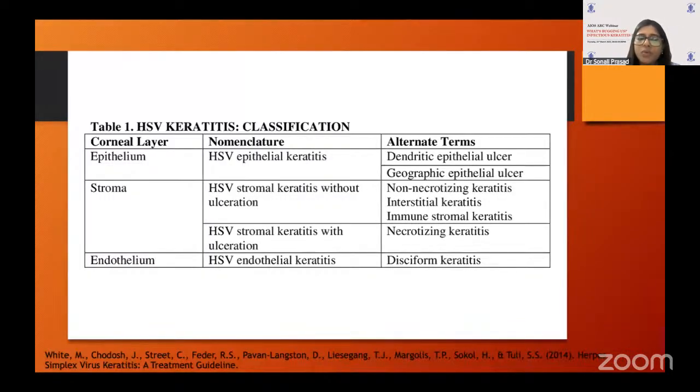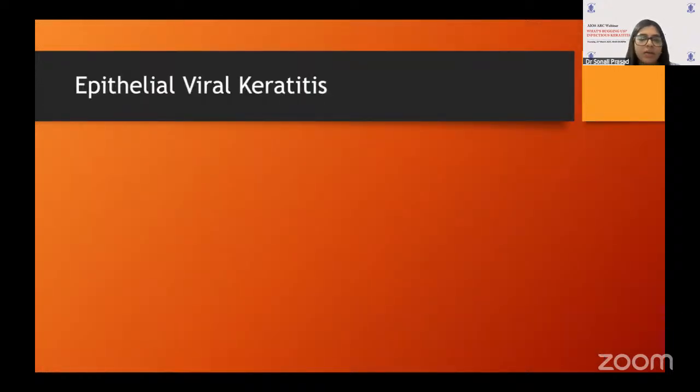Depending upon the morphological, anatomical classification, we can easily divide it into epithelial, stromal, or endothelial keratitis. In the epithelium, we already know the two very common forms, the dendrite and the geographical ulcer. In the stroma, we have the necrotizing and the non-necrotizing variant. And in the endothelium, we have the disciform, the diffuse, or the stellate keratic precipitate forms.